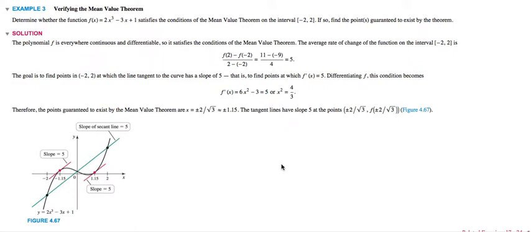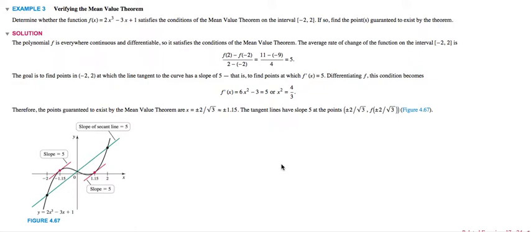Example 3 asks us to verify the mean value theorem. It says, determine whether the function 2x^3 minus 3x^2 plus 1 satisfies the conditions of the mean value theorem on the interval from negative 2 to positive 2. If so, find the points guaranteed to exist by the theorem.